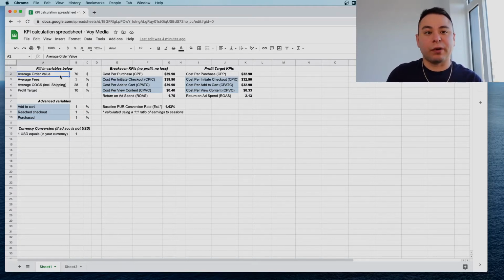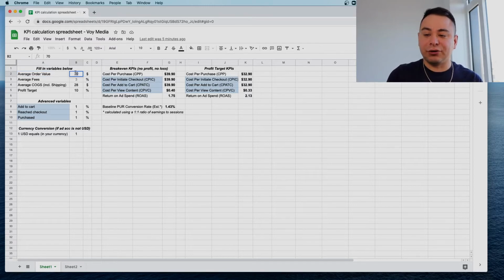Really, some of the things that we want to be thinking about for your brand is what's your average order value, what are your average fees, average cost of goods, including the shipping to make it easy, and your profit target. These are the four numbers that we look at. This will then spit out the numbers that you guys need in order to know how to scale or not scale your campaigns. And again, we also have these advanced variables here, but we're not going to touch those at the moment. We also have a baseline conversion rate of about 1.43%. Let's take a look at this calculator and see how you guys can think about it.